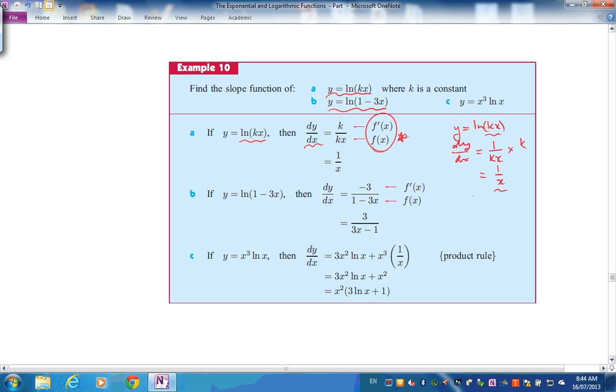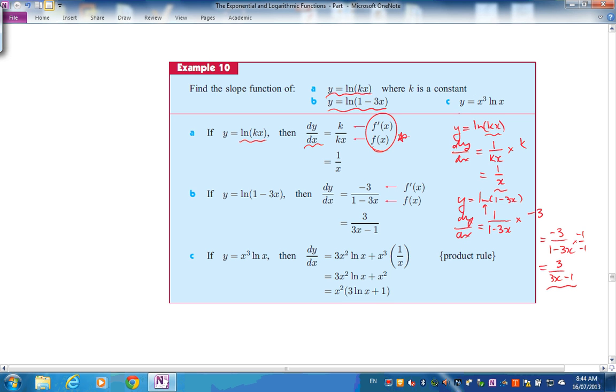Let's do the second one in the same way. The derivative here is 1 on 1 take 3x, doing the derivative of ln, multiplied by negative 3. Okay, think of it as those two separate parts, and that's going to give you negative 3 over 1 take 3x, or we could multiply top and bottom by negative 1, getting 3 over 3x take 1, to get that simpler form there.